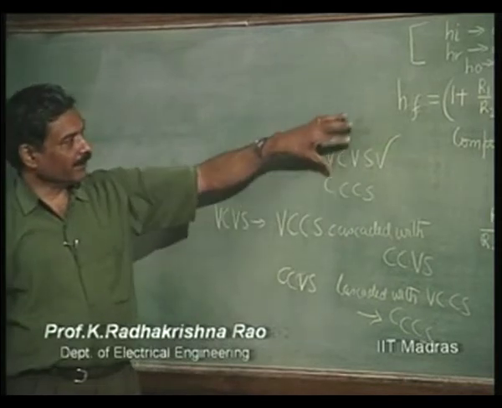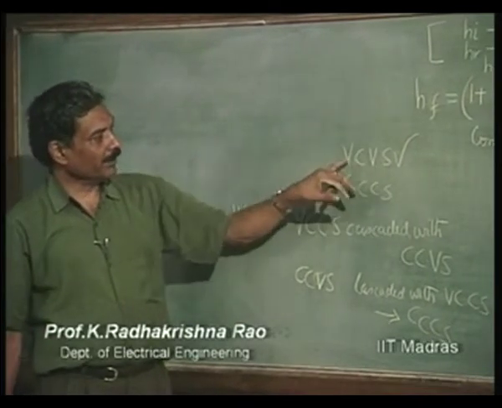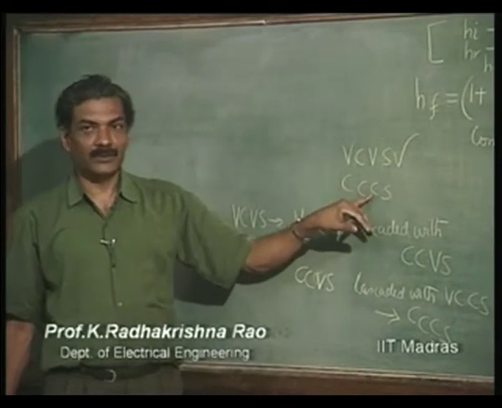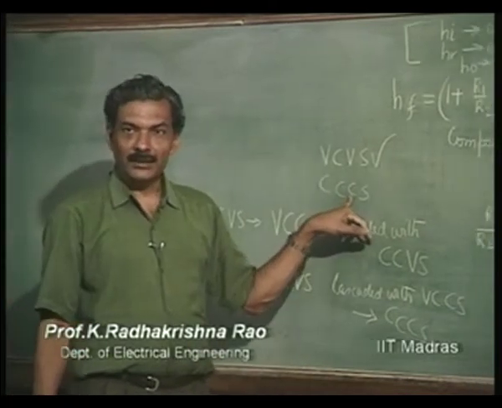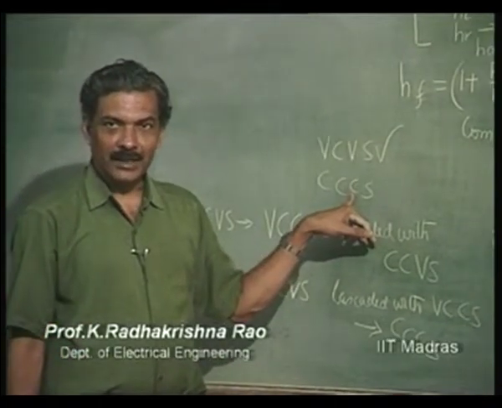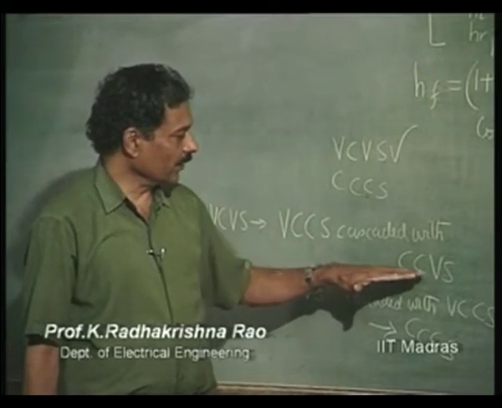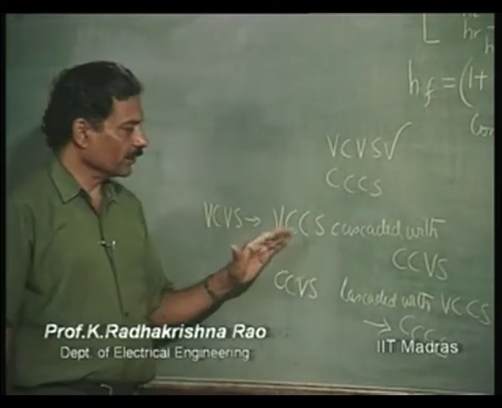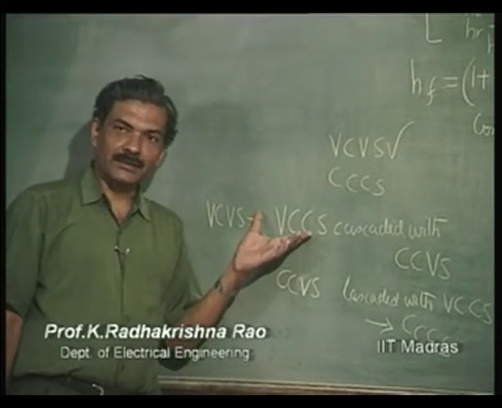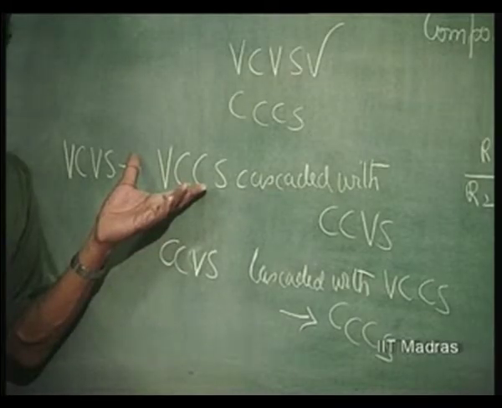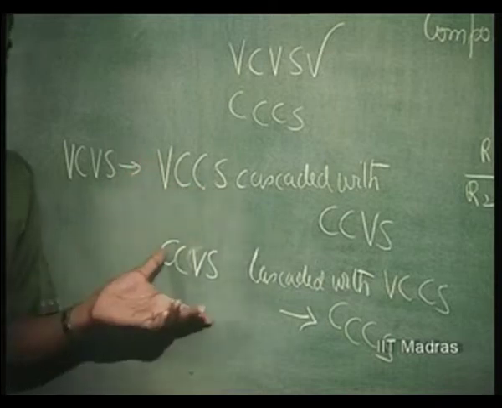Whereas, if you realize good voltage controlled voltage source and current controlled current source, you cannot realize the other two sources by simple cascading. So, these are basic sources, current controlled voltage source and voltage controlled current sources, these are basic sources. If you realize this, then by cascading we can realize this.